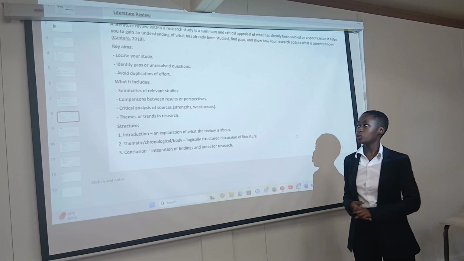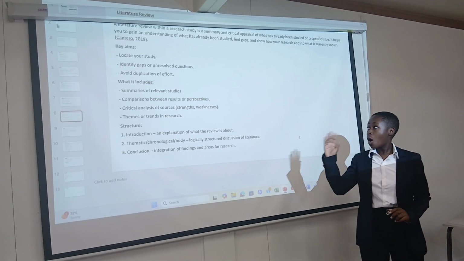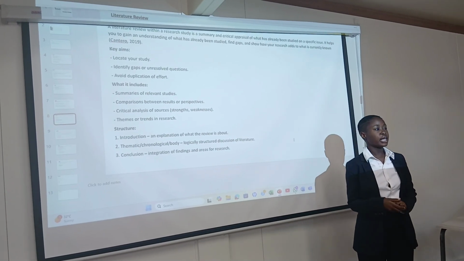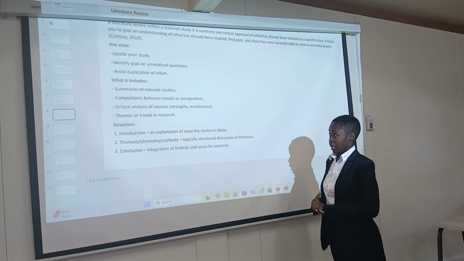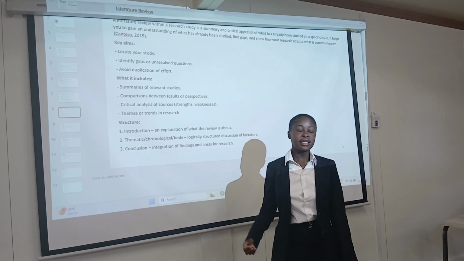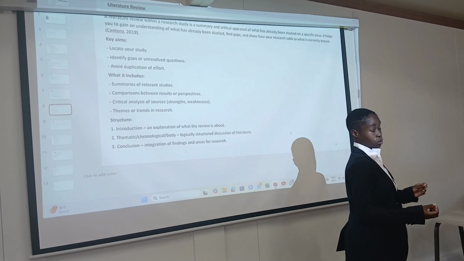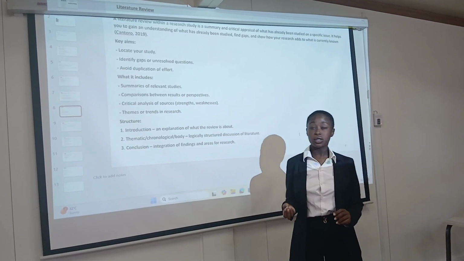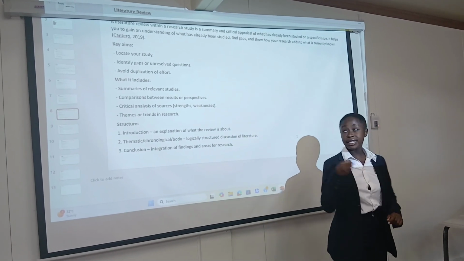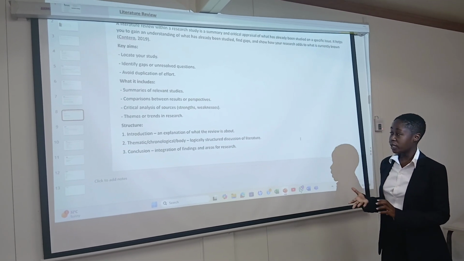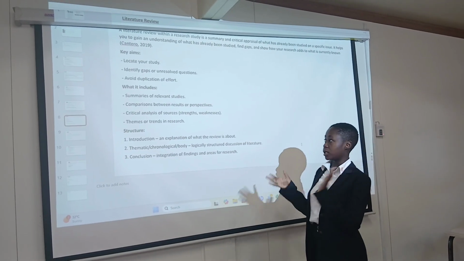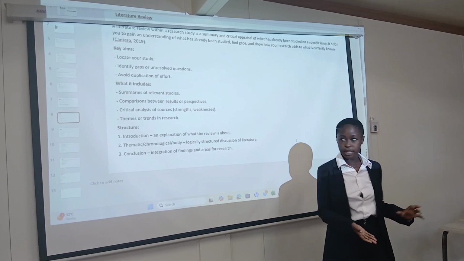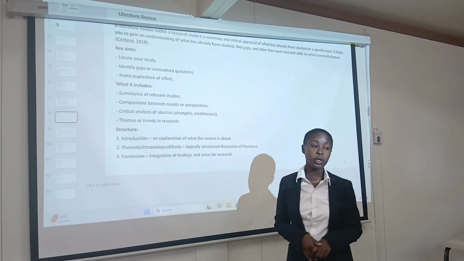What it includes: summaries of relevant studies. A literature review contains the summaries of relevant studies made by other researchers on that specific topic. Comparison between results or perspectives. Critical analysis, which includes strengths and weaknesses. Themes or trends in a research of a literature review.